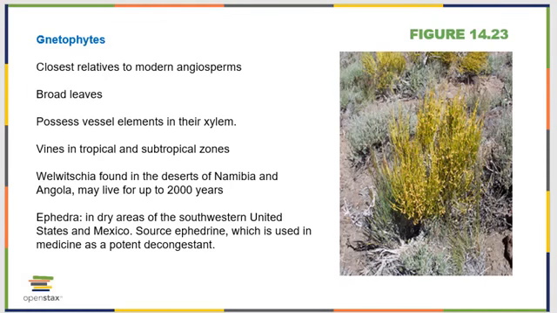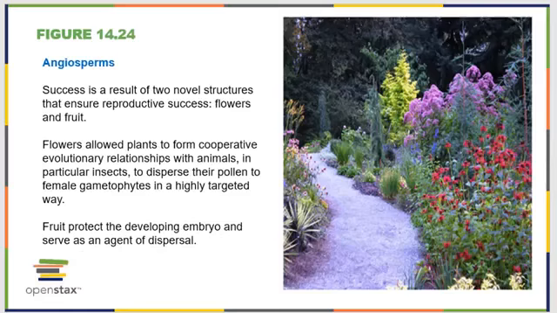Ephedra, if you've ever heard of ephedra, or some of the really potent decongestants that are floating around out there with the dangerous medications that are popular in the southwestern United States, come from gnetophyte plants that can be found out in the desert. We're going to switch gears and talk about the last section of the book, which is the angiosperms. Angiosperms are flowering plants, and they are really successful due to those flowers and those fruits.